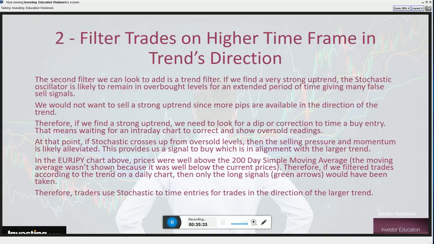Now, the second filter we can look at is trend filters. If we find a very strong uptrend, the stochastic oscillator is likely to remain in overbought levels for an extended period of time, giving many false signals. We would not want to sell a strong uptrend since more pips are available in the direction of the trend. So in other words, if you were in the market, you don't want to sell and get out of that market at the false signal, or you don't want to sell into the market at a false signal because you can still move enough that you get stopped out and you can't afford to stay in the markets anymore.